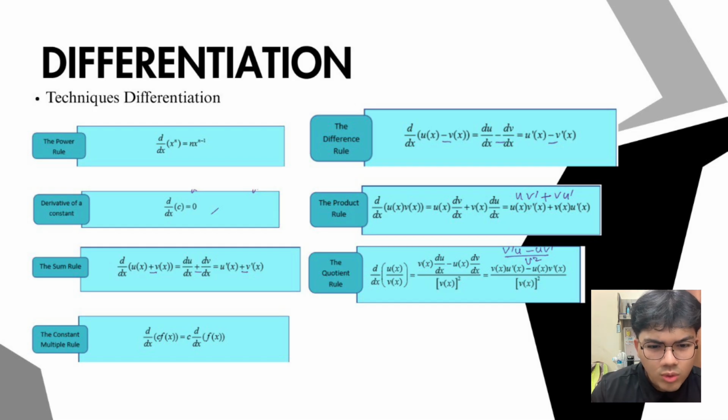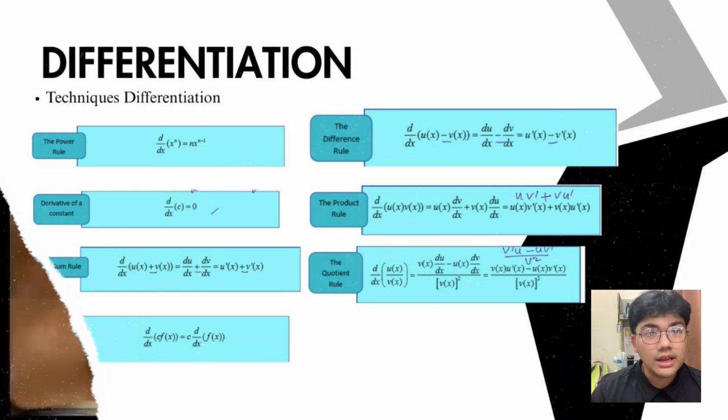Next is the quotient rule, which is used when one function is divided by another, and the last technique is the chain rule, which is used for a composite function, or in other words, a function inside another function. These seven techniques form the foundation of differentiation in calculus.